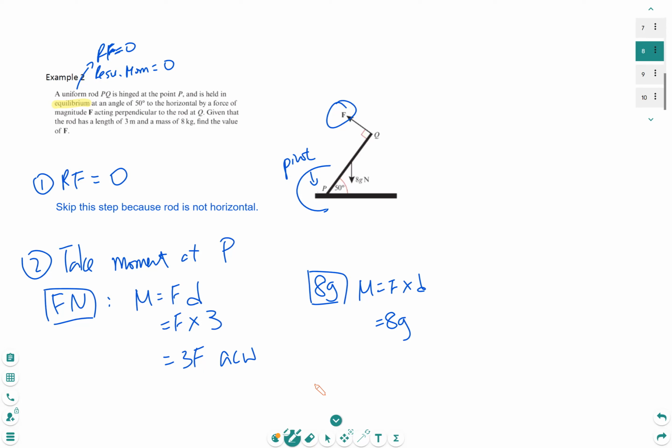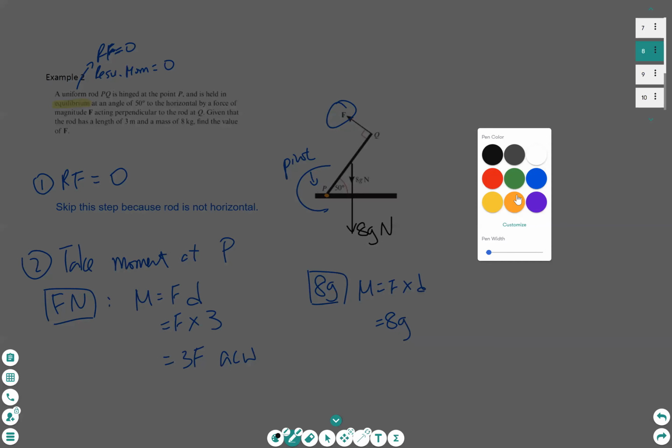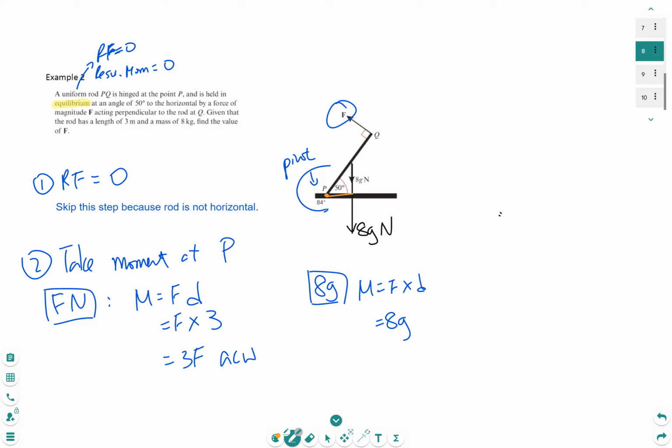If you hold your pencil on the P, there's no way you can draw a perpendicular line to 8G because there's no right angle in there. So what you can do is make the line long on 8G. That's your 8G Newton, make it longer. Next, we can do this. That's your right angle. That's your distance. This distance here is half of PQ, which is 1.5 meters.